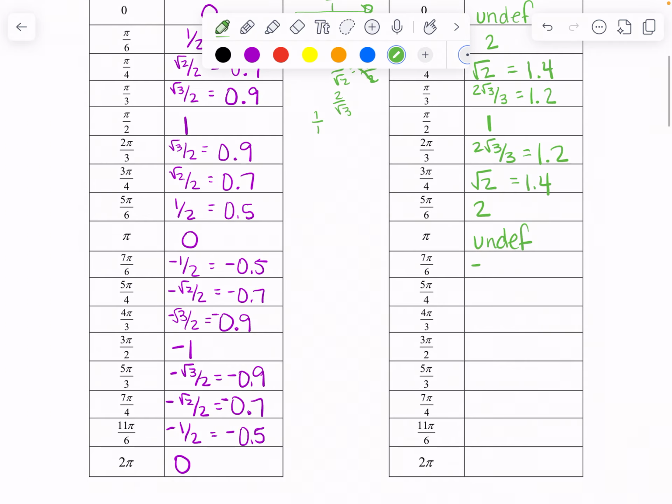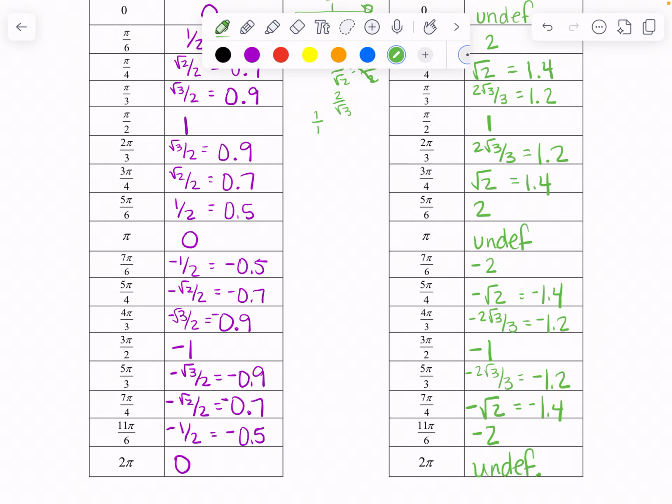All right, then we're on to the negatives. Negative 2, negative root 2, so negative 1.4, 4 pi over 3, negative 2 root 3 over 3, so negative 1.2, 3 pi over 2 is negative 1, 5 pi over 3, negative 2 root 3 over 3, so negative 1.2, negative root 2, so negative 1.4, negative 2, undefined.